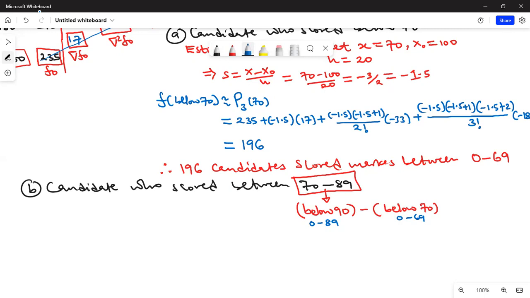Now, already I know below 70, we have found it here to be 196. Now we only need to get below 90. Let's get those who scored marks below 90. So we need to estimate f of below 90.